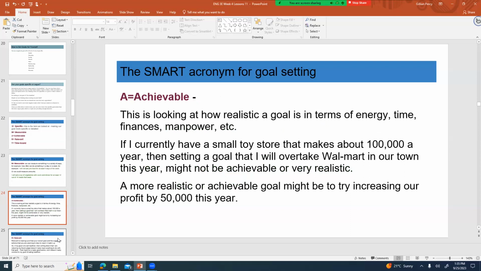Achievable. This is looking at how realistic a goal is in terms of energy, time, finances, manpower, etc. So if I currently own a small toy store that makes about 100,000 a year, then setting a goal that I will overtake Walmart in our town this year and become the top earner, that's not really very achievable or very realistic. A more realistic goal might be to try increasing our profit by 50,000 this year. And even that might be unrealistic. I'm not a businesswoman, so I don't know. But it's not meant to be a wild pipe dream. It's meant to be something that with hard work, you could in fact achieve, right?